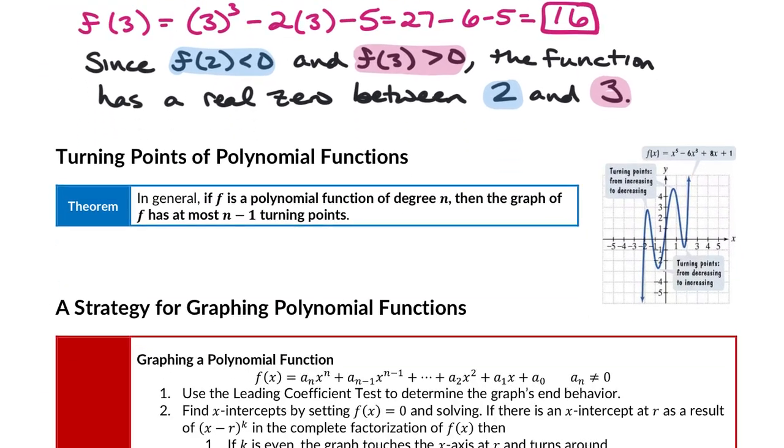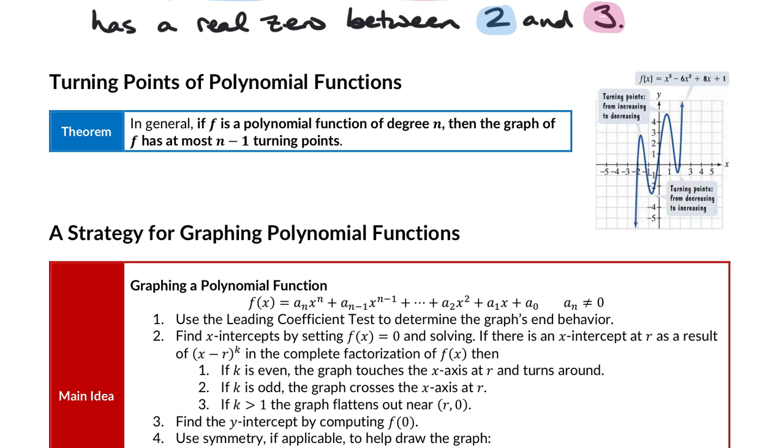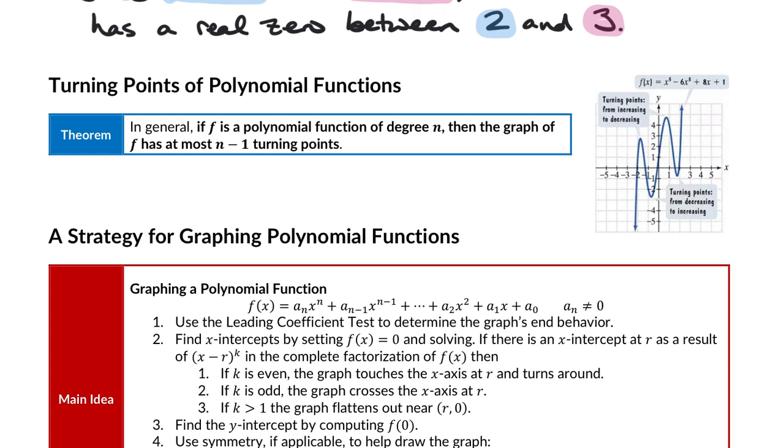Okay, last piece of information we need before we can really be pretty good about graphing a polynomial function is the theorem that involves the turning points of a polynomial function. Turning points, don't think too hard about it. It's straight up where it turns, goes up to down or down to up.